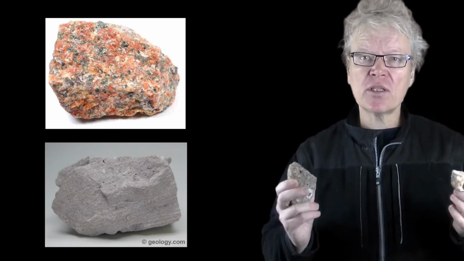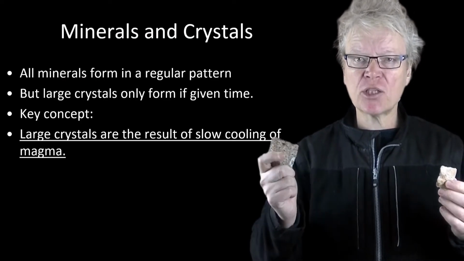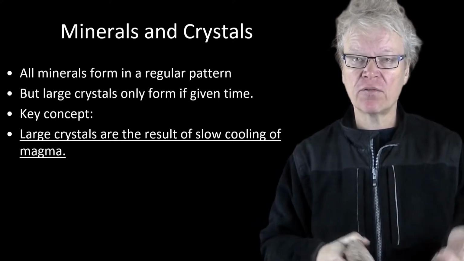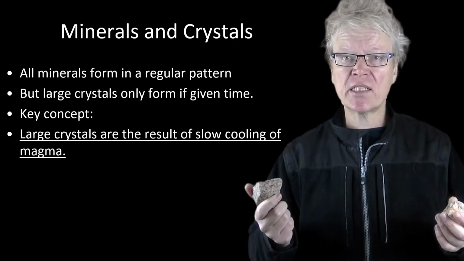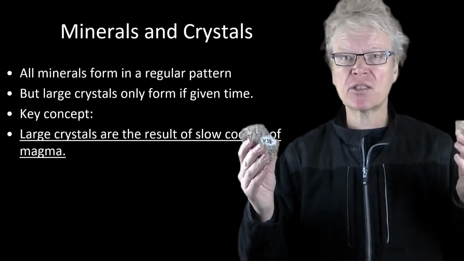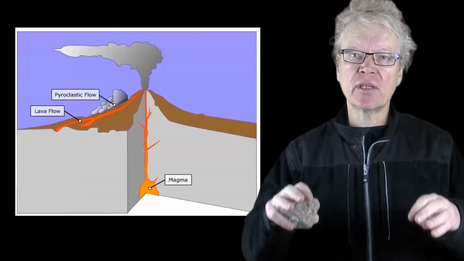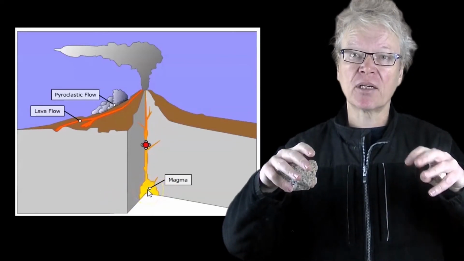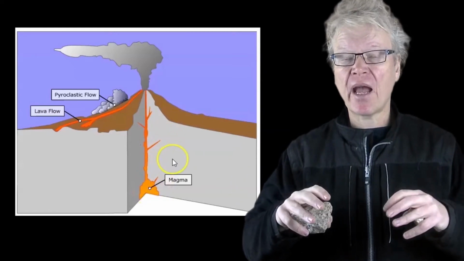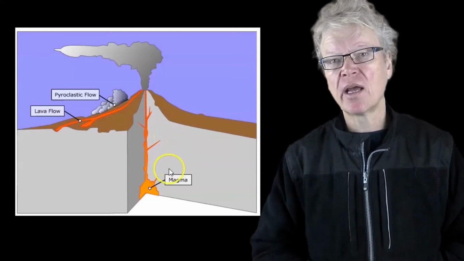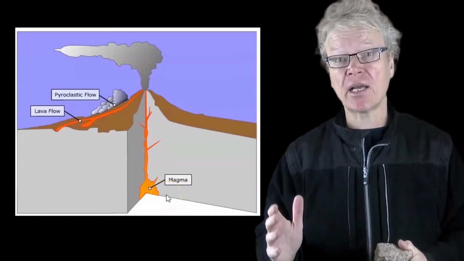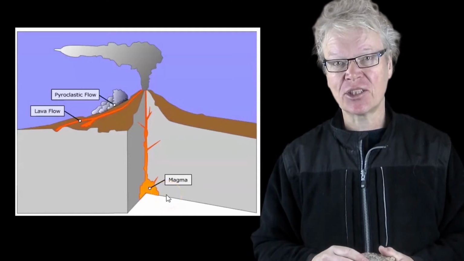So the key concept here is that large crystals are a result of slow cooling and small crystals are the result of fast cooling. So where does that occur? How can that be? How can you get different rates of cooling? Well, it's relatively simple. As magma rises through the asthenosphere and into the crust, it sometimes gets stuck under many kilometres of rock. And that kilometres of overlying rock acts like a blanket and keeps that magma warm for longer.